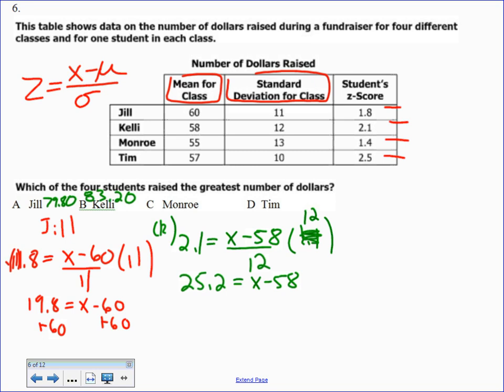If we do it, for Monroe, we'll get $73.20. And for Tim, we'll get $82 even. And so the person that raised the most money is Kelly.